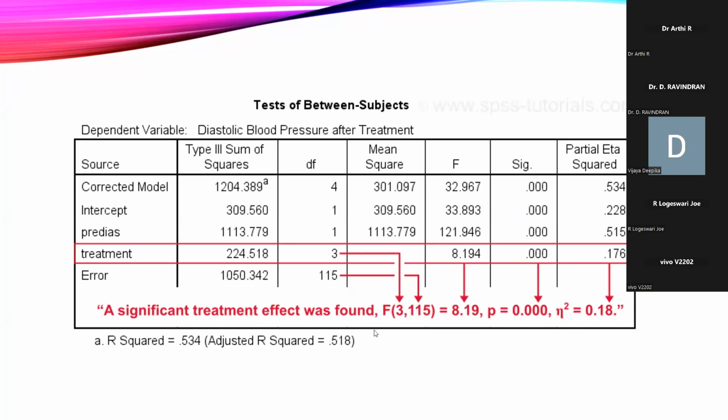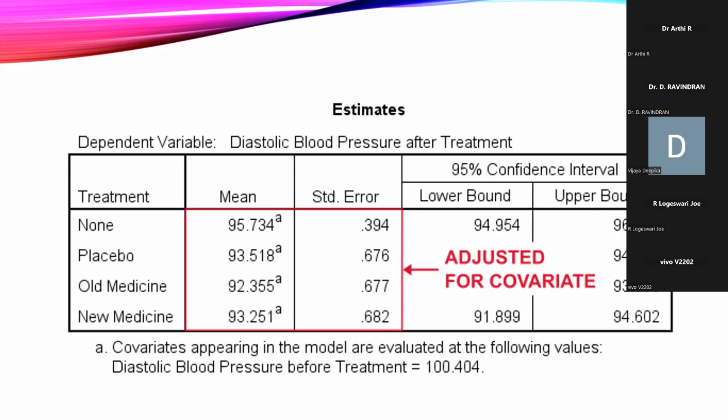F(3, 115) = 8.19, p value is less than 0.001. The partial eta squared is 0.18. So this 0.18, the eta squared value, shows you what is the effect of difference between the different groups of treatment in terms of post-diastolic pressure. So this mean value is the adjusted mean. Okay, this mean value is adjusted for the covariate. So taking into consideration and controlling the covariate, this is the mean of the diastolic blood pressure for different treatments.